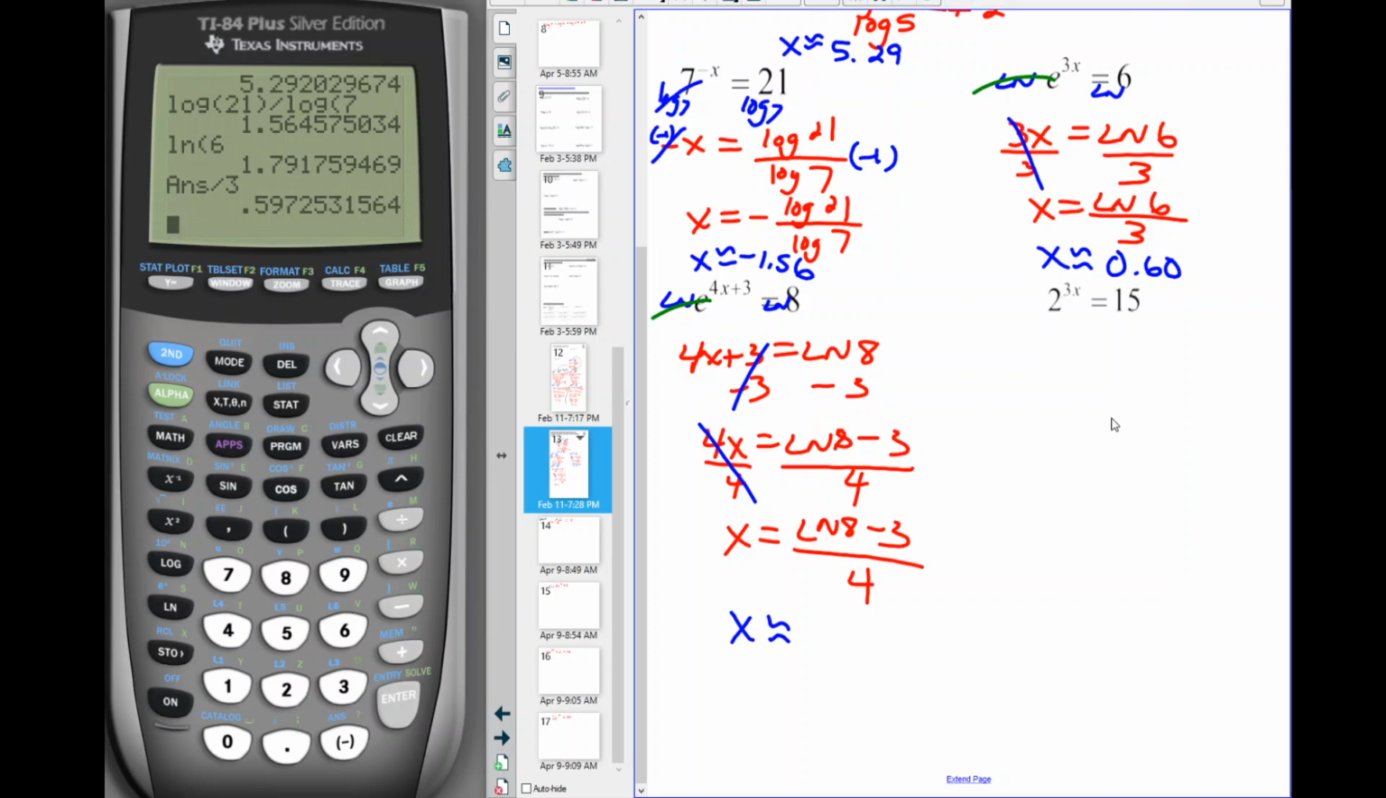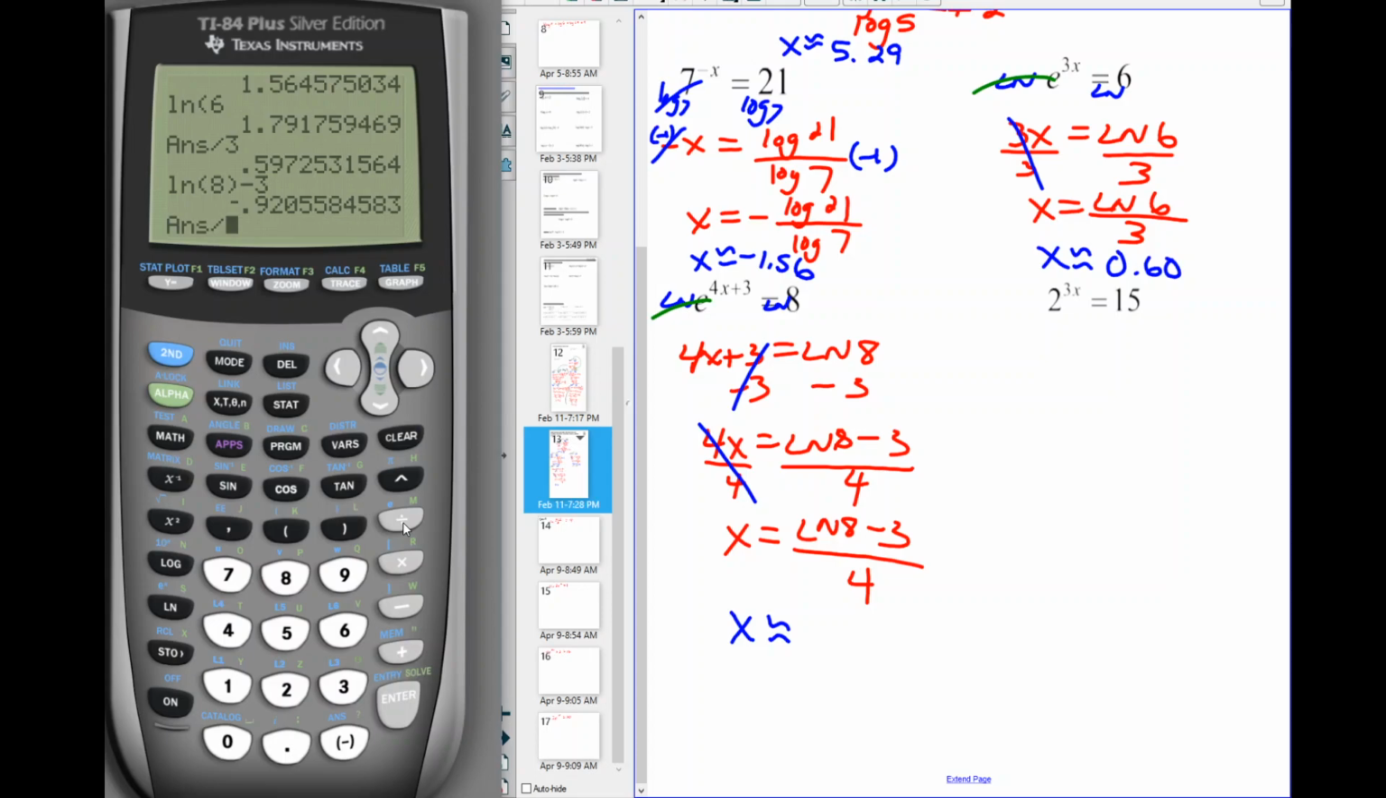But then after that, now if you want to round ln of 8, I would close it, minus 3 equals, then divide by 4. I'm getting around negative 0.23.